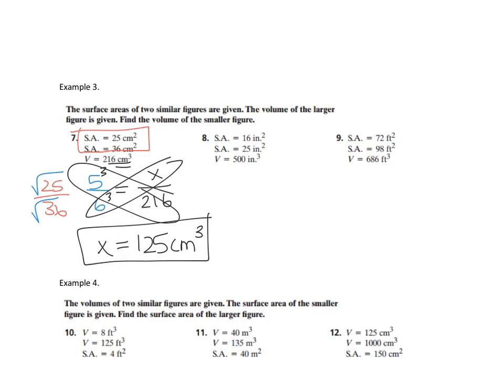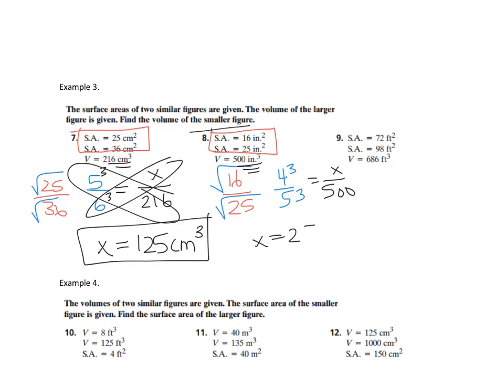And then number 7, I'm going to do it again. I need to find the similarity ratio first. So to find the similarity ratio, I take the square root of the area ratio and get 4/5. But then we're talking about volume, so I need to cube these, and then I want the smaller figure, so I put 500 on the bottom. So when I cross multiply and solve, I get x equals 256, and we want to talk about volume, so it's inches cubed.